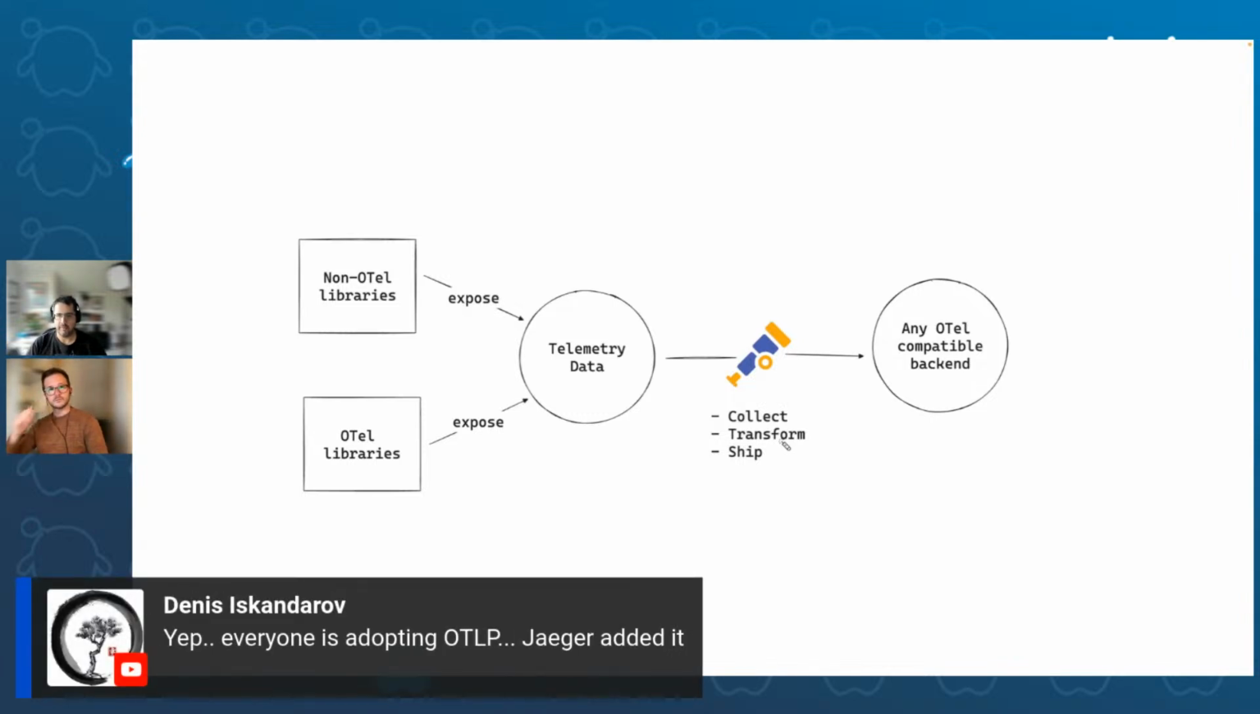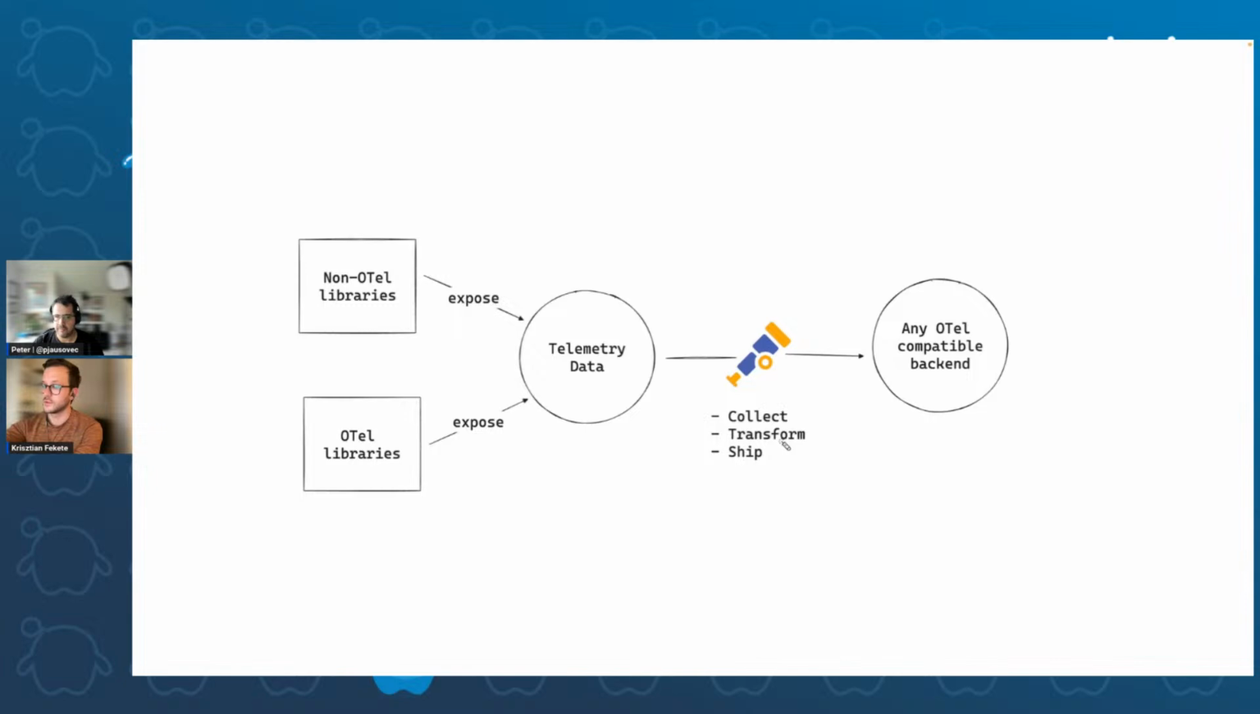Dennis is saying everyone is adopting OTLP. Jaeger added it. Yeah, so it looks like it's converging on this spec, right? Yes, exactly. Even Prometheus added it just recently. Prometheus already had a push ingestion mode, if you do remote write, but remote write isn't OTLP. That's another way to push metrics, if you don't want to use the polling method, that is scraping.